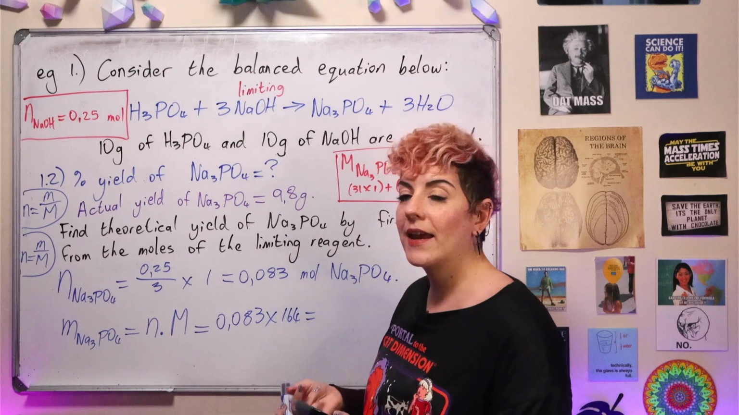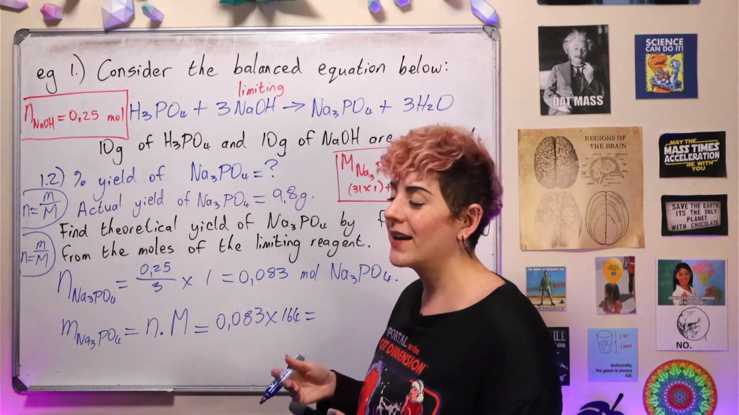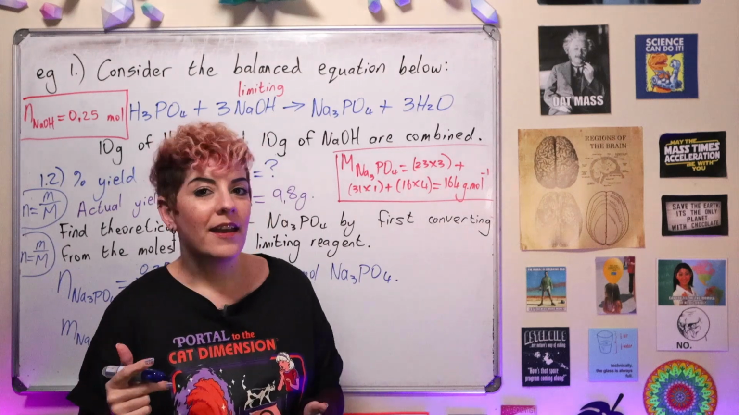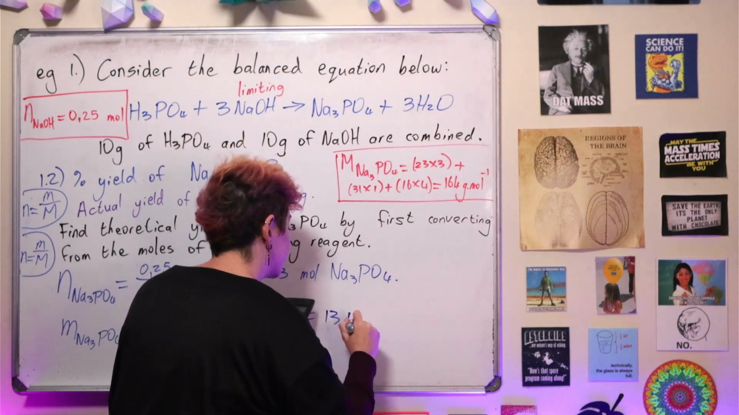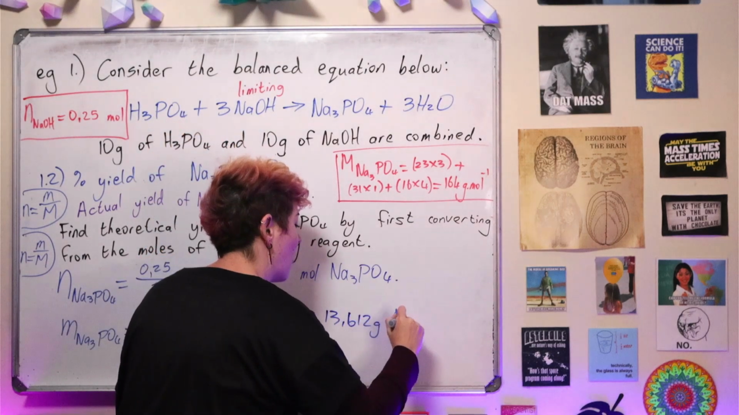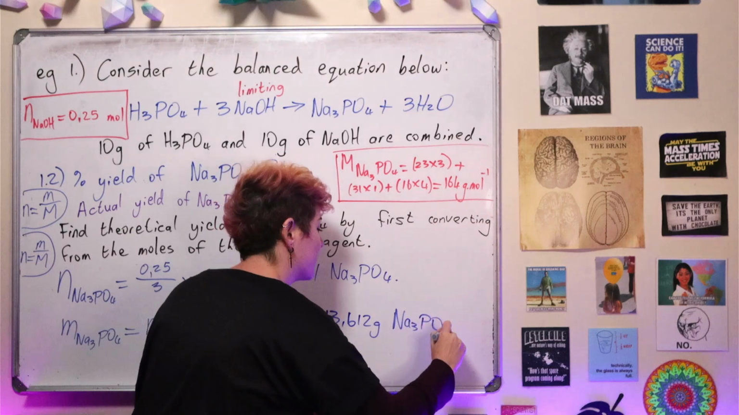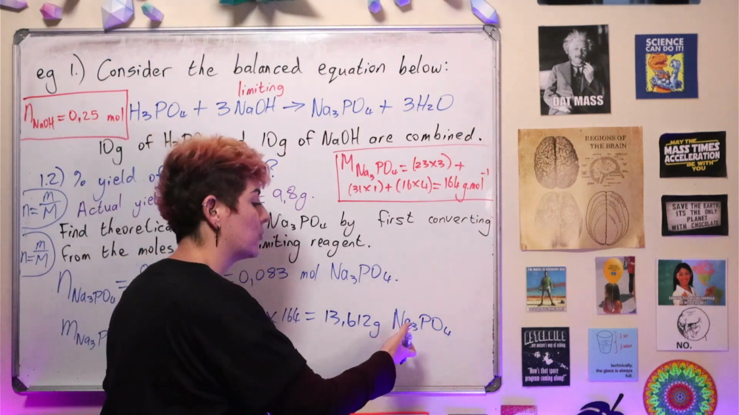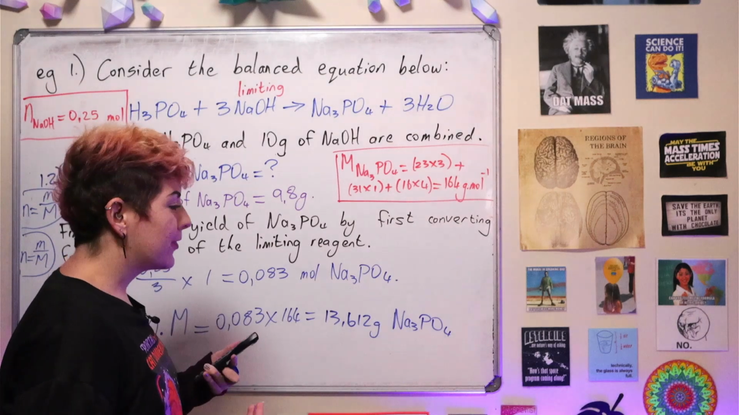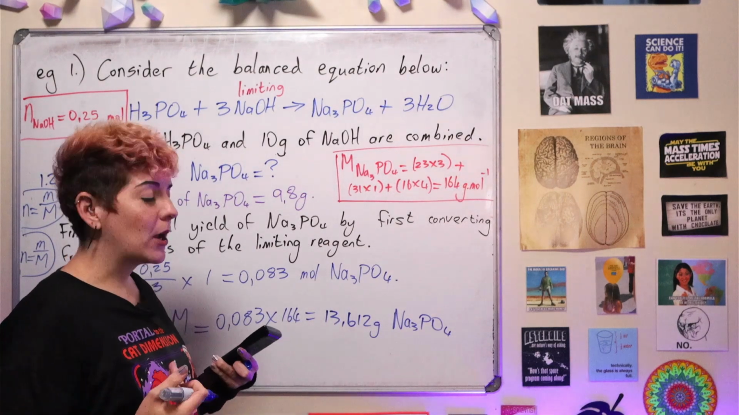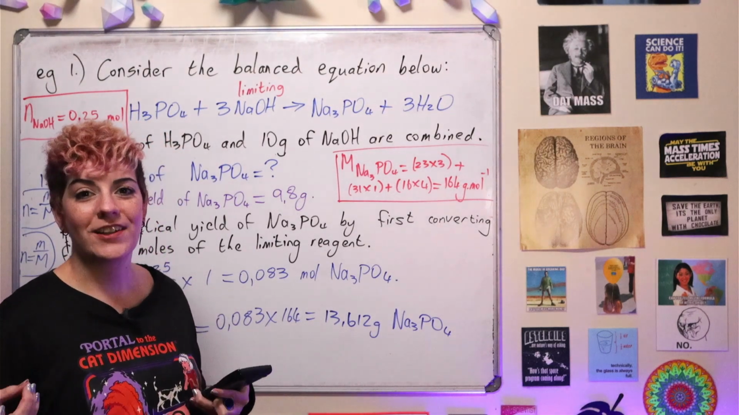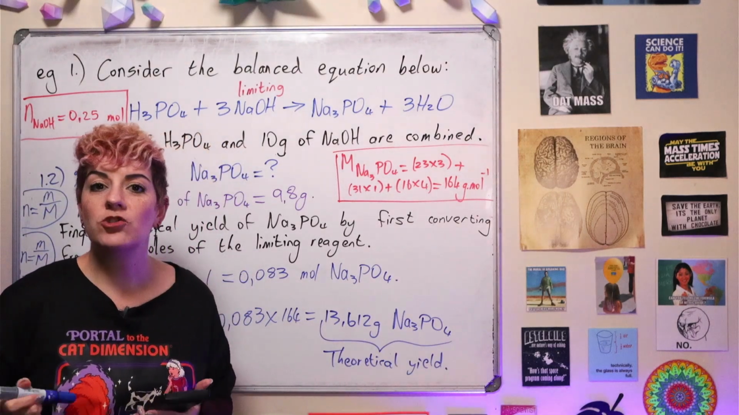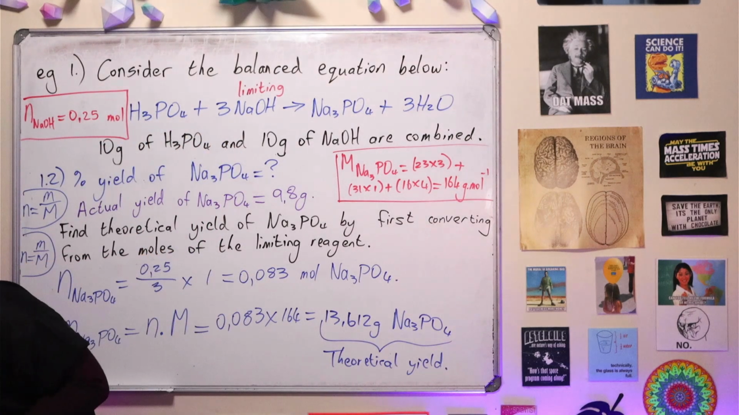And now let's quickly get the mass of sodium phosphate. That's actually going to be our theoretical yield. What you should get here is a mass of 13,612 grams of Na3PO4. So this is the maximum possible mass of sodium phosphate that we can make, and it's going to be our theoretical yield that we'll use in our percentage yield calculation in a moment. Okay, so now we're almost at the end. We just need to calculate percentage yield.